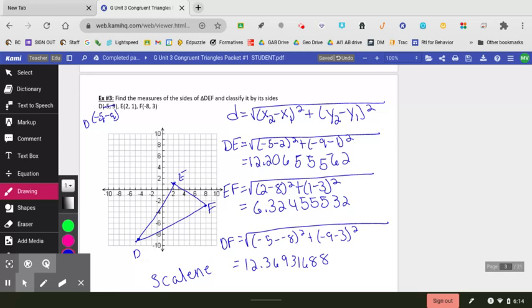So I found the length of EF, which is 6.324555532. And I found the length of DF, not EF. We already did EF. That was a mistake on my part. It is 12.36931688. And since none of those are the same, this is a scalene triangle.